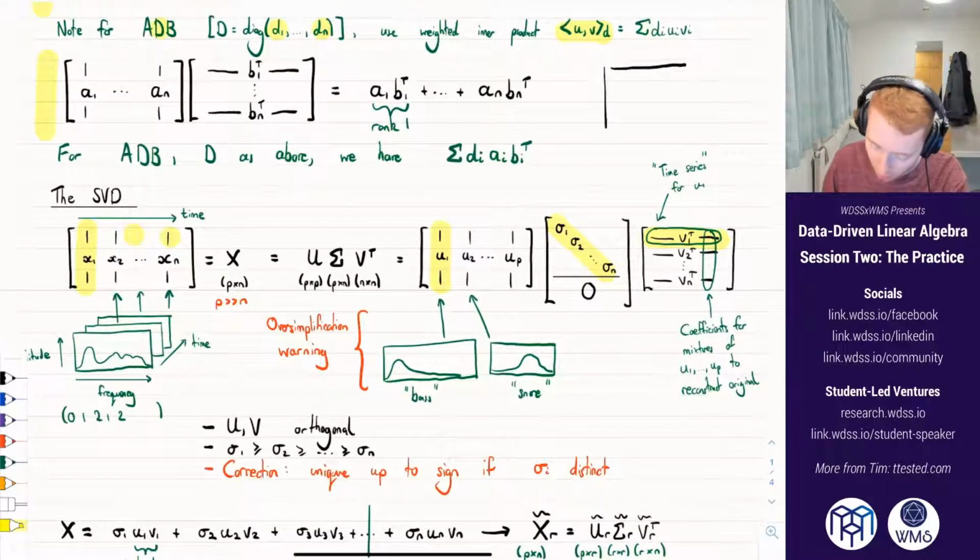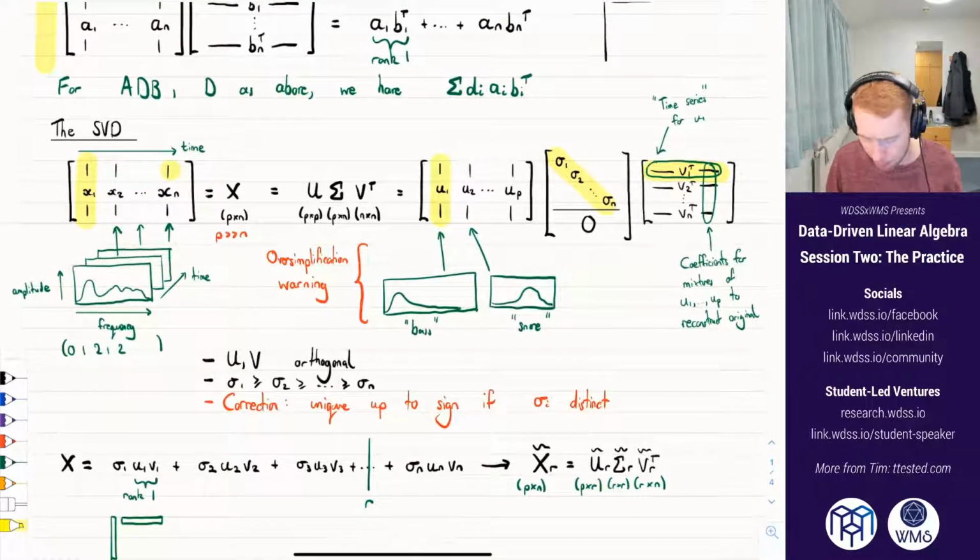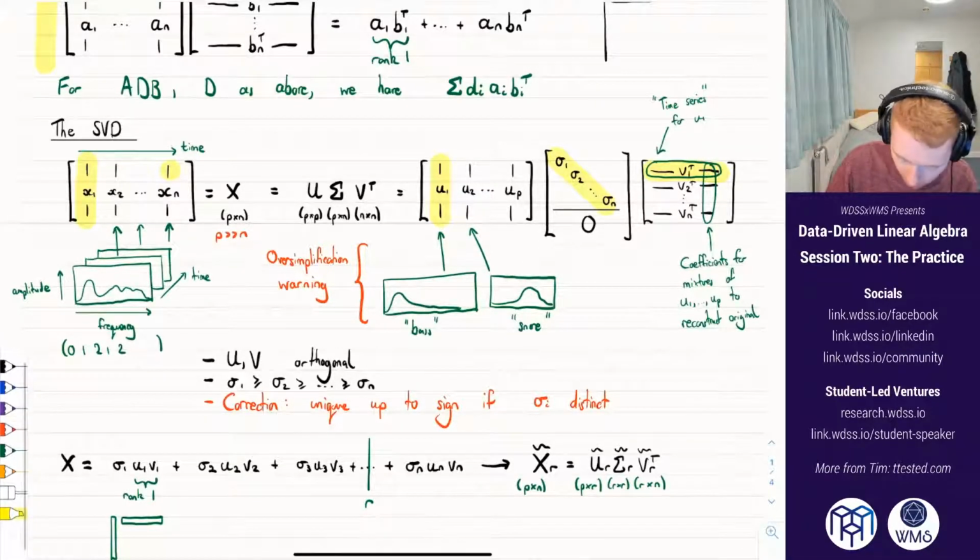So for example, if we take the fourth column here, that's going to tell us what coefficients we have to use with all these U vectors to give back the fourth vector in our time series. So a really beautiful way of understanding this matrix X. And a few properties of those: U and V are orthogonal, and these sigmas are decreasing. They can be the same value, but they're decreasing, and they're all non-negative.